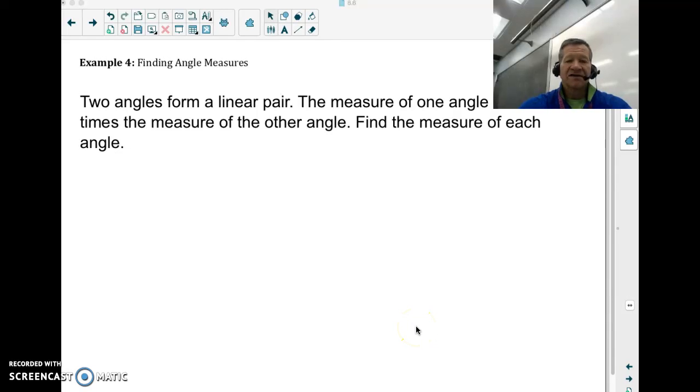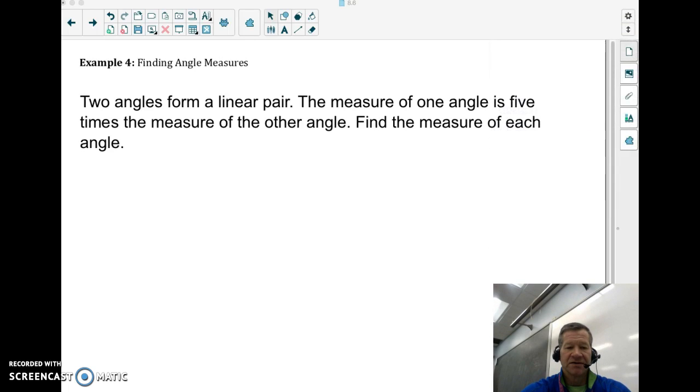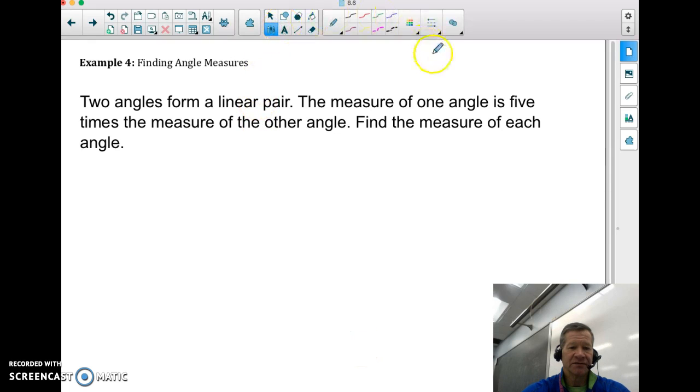We are at the last example of section 8.6 and furthermore the last example of all of chapter 8. So what we are going to do here is find angle measures related to linear pairs.